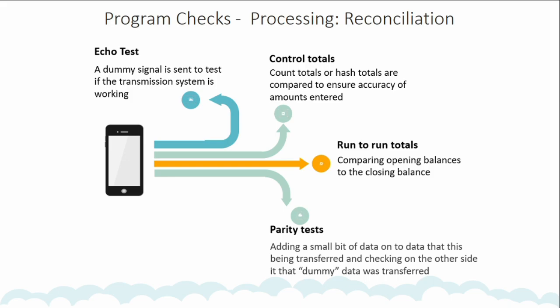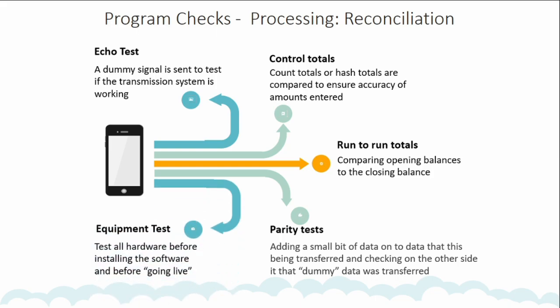When the receiving computer receives the data, it picks up that there's a small dummy byte added to the end and a small dummy byte added to the beginning. It compares the two and then communicates back to the sending computer to tell the computer these are the dummy bytes that I have received. This ensures that all the bytes that were transferred have actually been transferred.